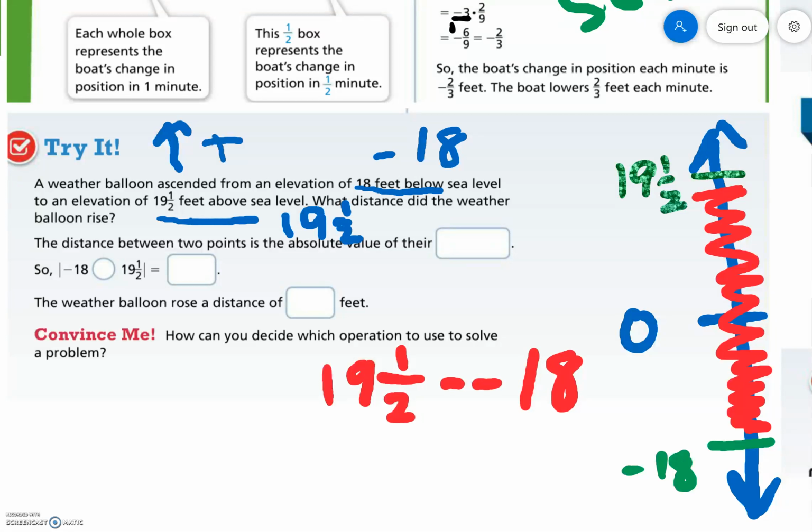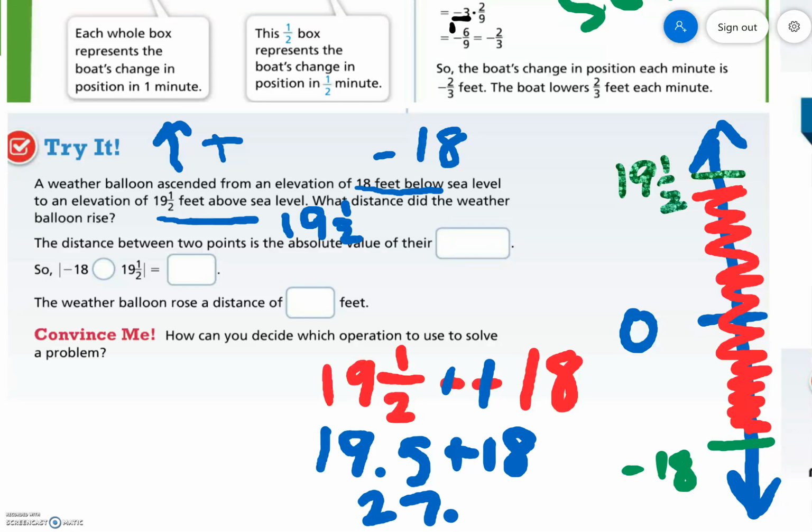Well, a little flag should be going off in your head. Minus negative is positive. And I'm going to change this to 19.5 plus 18, which should give me 27.5. So the distance of 2 points is the absolute value of their sum. So we're adding them.